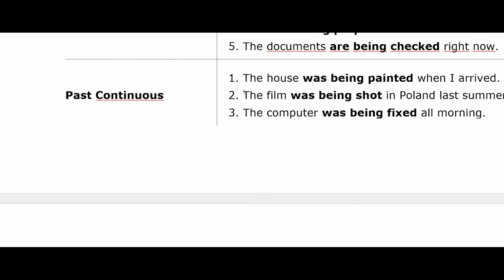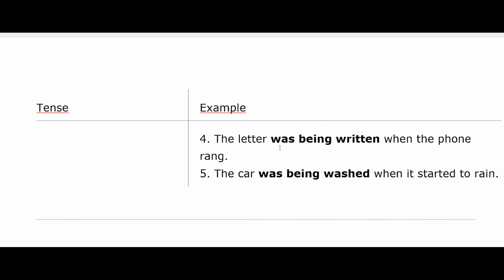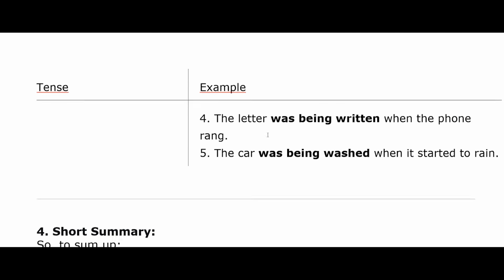Past continuous. The house was being painted when I arrived. The film was being shot in Poland last summer. The computer was being fixed all morning. The letter was being written when the phone rang. The car was being washed when it started to rain. So here we use was or were plus being plus past participle again.